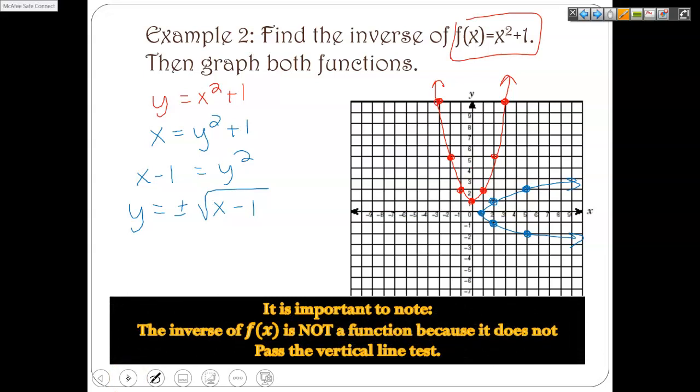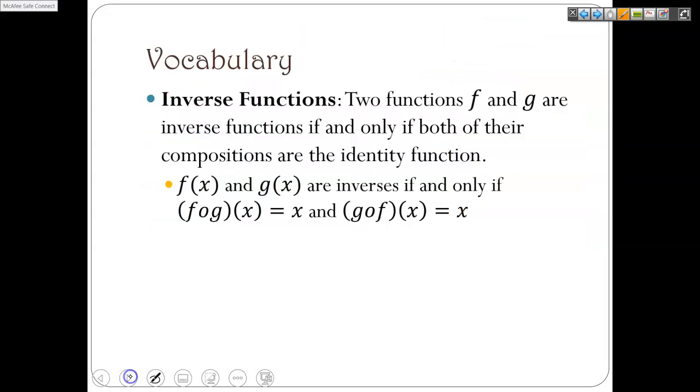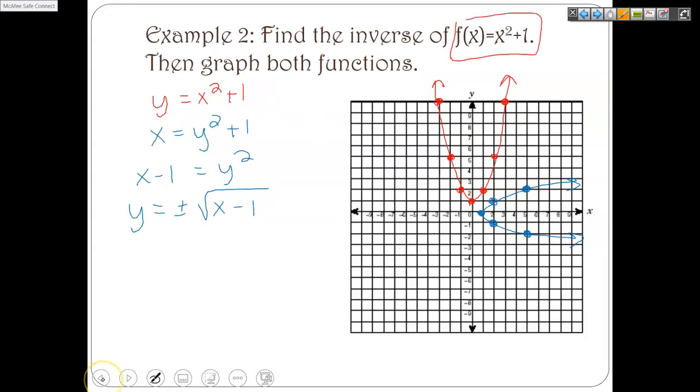Now, it's important to note the inverse of f of x is not a function because it does not pass the vertical line test. So again, we talk about inverses and functions. The inverse is not a function because it would fail the vertical line test. It's actually why it's a plus or a minus as well.